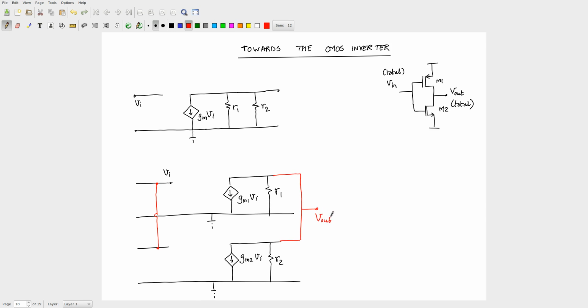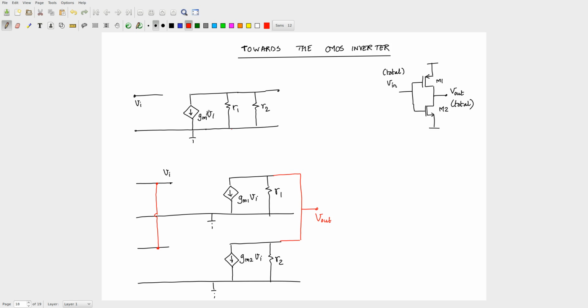Have I actually done anything? What have I done? Nothing, right? This GM, okay, R1 and R2, you see what has happened. There is an R1 here, there is R2 here, both are in parallel. What about R1 and R2 here? They are also in parallel.